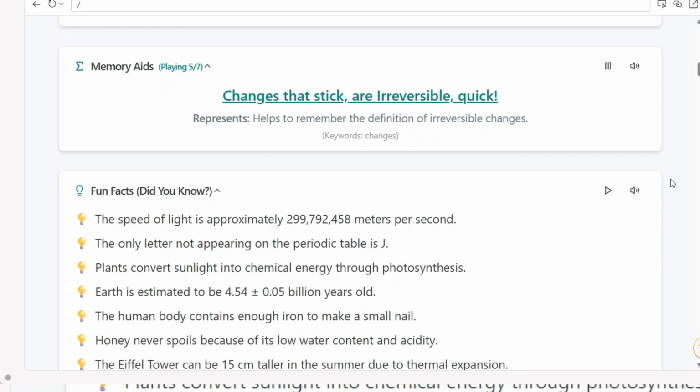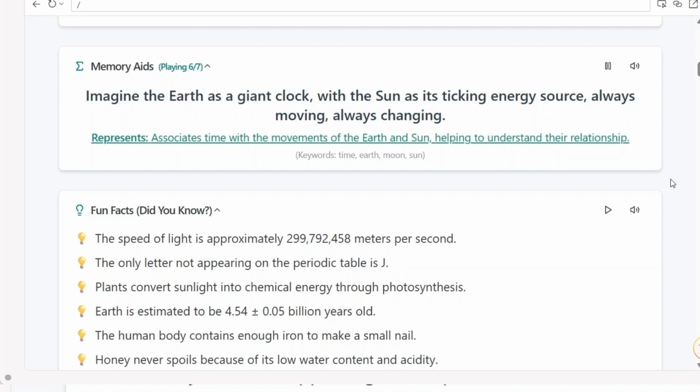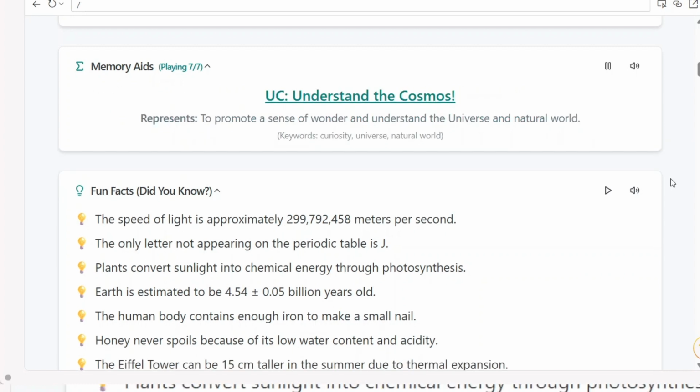Changes that stick, are irreversible, quick. Which represents, helps to remember the definition of irreversible changes. Imagine the Earth as a giant clock, with the Sun as its ticking energy source, always moving, always changing. Which represents, associates time with the movements of the Earth and Sun, helping to understand their relationship. UC. Understand the cosmos. Which represents, to promote a sense of wonder and understand the universe and the natural world.